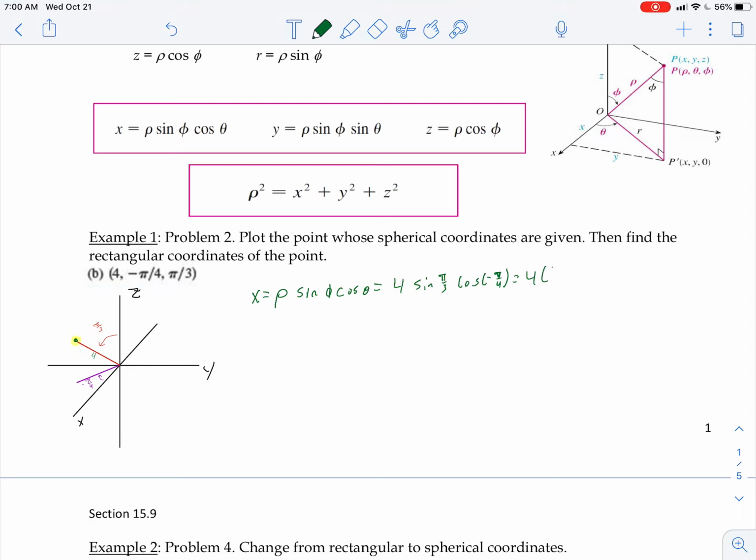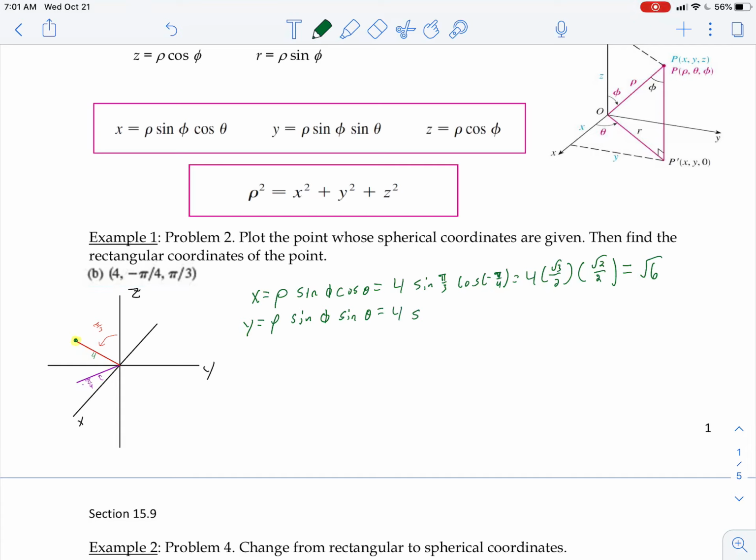So we have 4, sine of pi over 3, I'm sorry, sine of pi over 3 is actually square root of 3 over 2. And then cosine of negative pi over 4 is going to give us square root of 2 over 2. Go ahead and multiply all that through. You're going to have square root of 6 on top. The 4's are going to cancel each other out, so square root of 6.